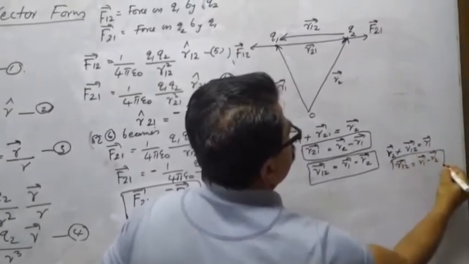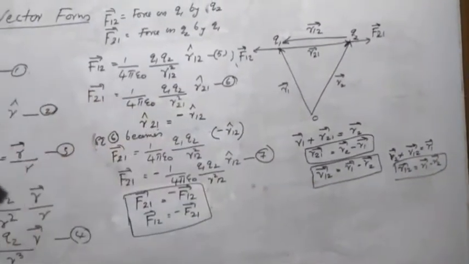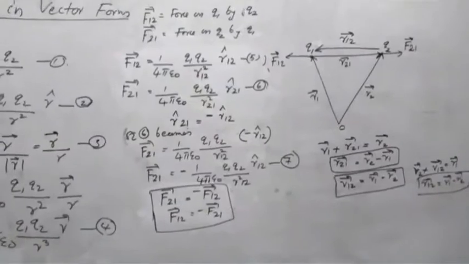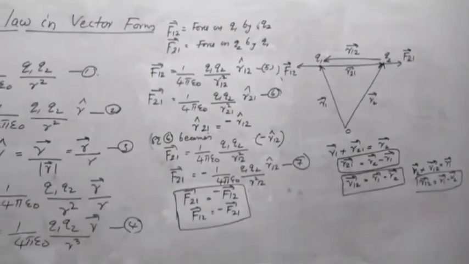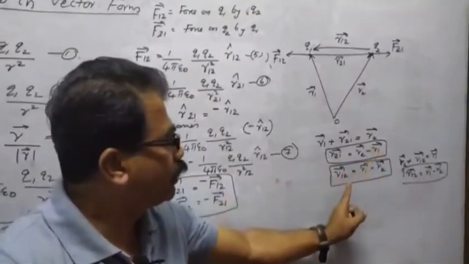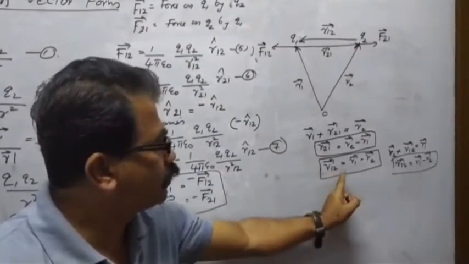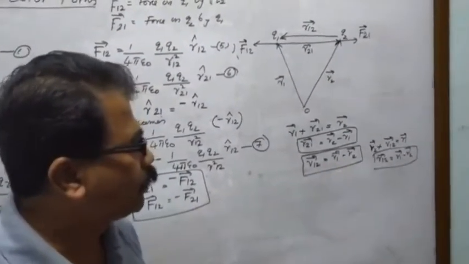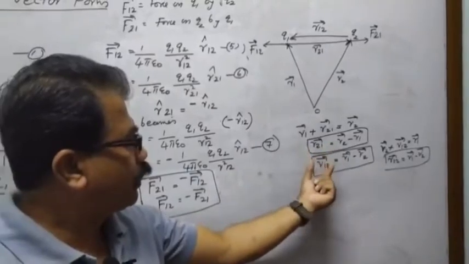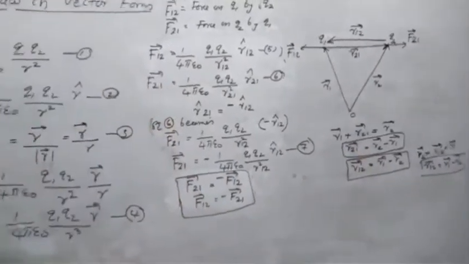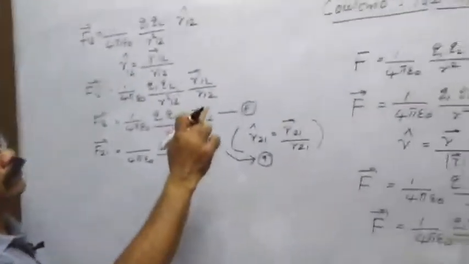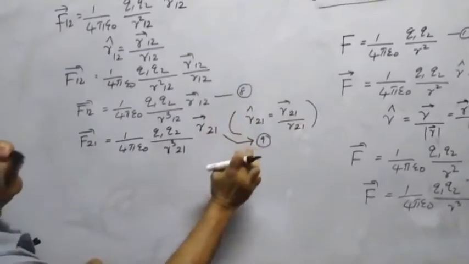Okay. So, very simple. The vector representation of R21 and R12 is: vector R21 equal to vector R2 minus vector R1, and vector R12 is equal to vector R1 minus vector R2. And instead of R12 and R21, you can substitute in these equations, that is 8 and 9.